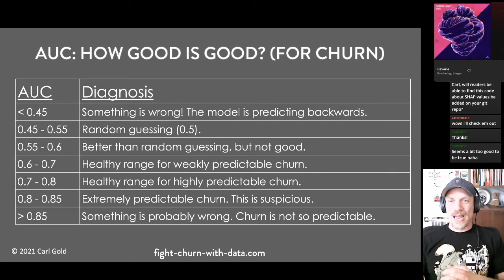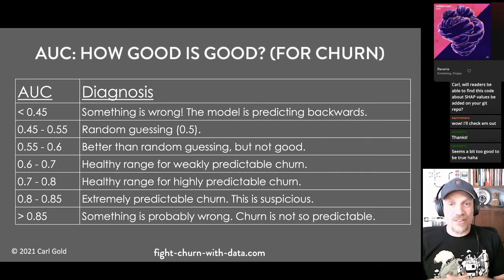So how good is good for AUC? Remember, AUC is the percentage of times that you ranked the churn as a higher risk than the non-churn. I mean, your model did. So 0.5 is random guessing. If you get an AUC around 0.5, then your model is really no good. It's random guessing. If you get significantly less than 0.5, something is wrong because your model is predicting backwards. Why? That would mean that you're giving the non-churns a higher risk than the churns more than half the time, and that's got to be wrong.